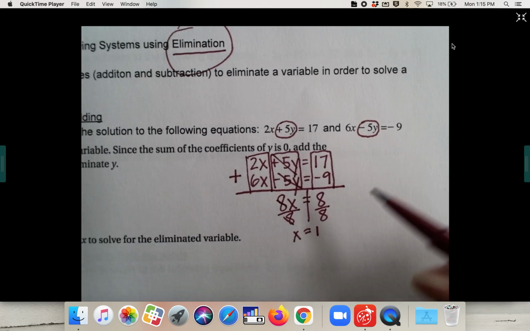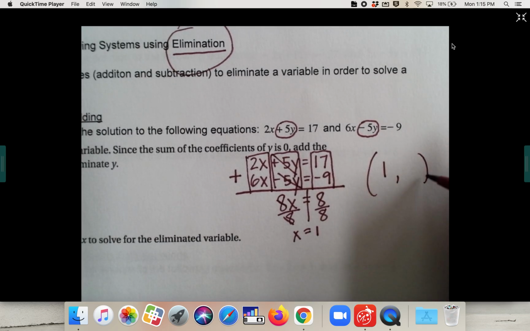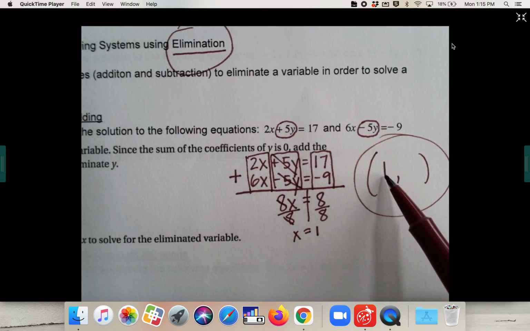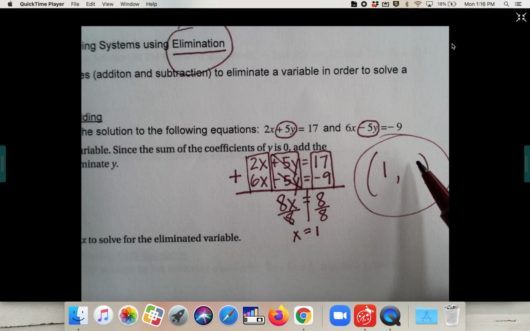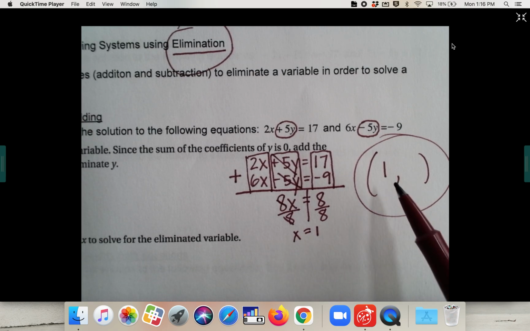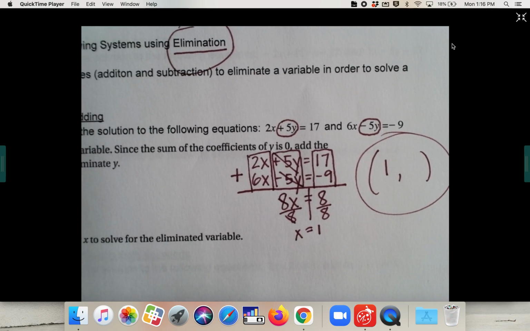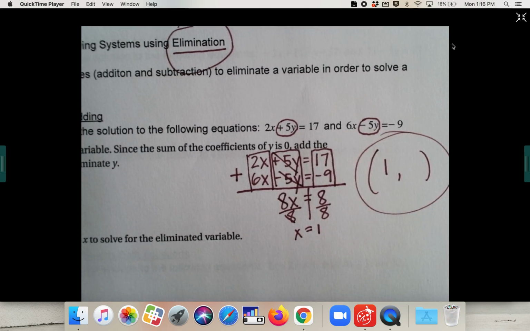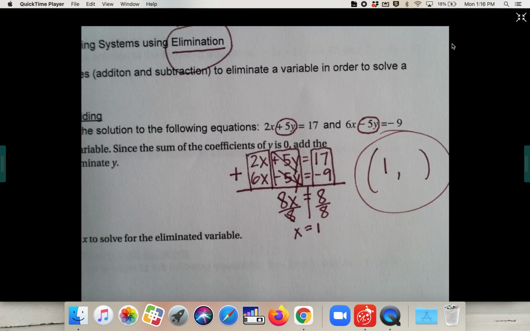So just like that, we have half of our answer of where these two equations would intersect. They're going to intersect at 1 for the x coordinate, and we don't know y yet. I'm sorry, but this really quick method of elimination only gives you one of the two variables. So we still need to plug x, which equals 1, back into one of our equations so that we can get our y. But at least the elimination helped us get one of the variables super quick.